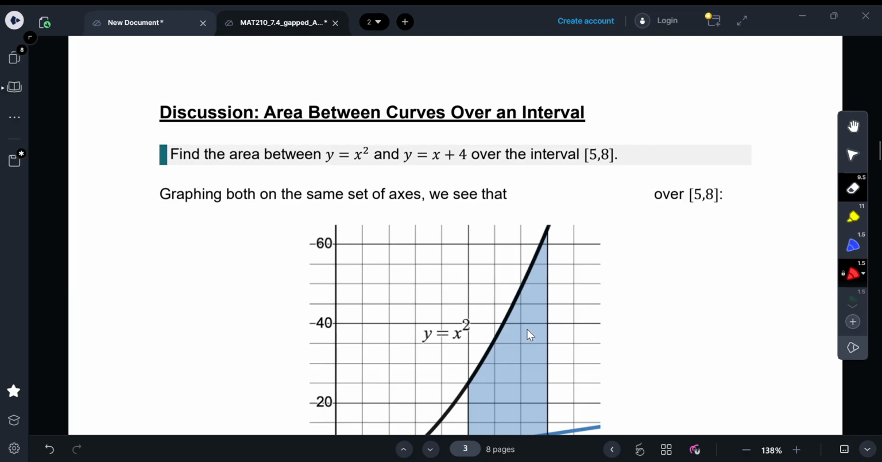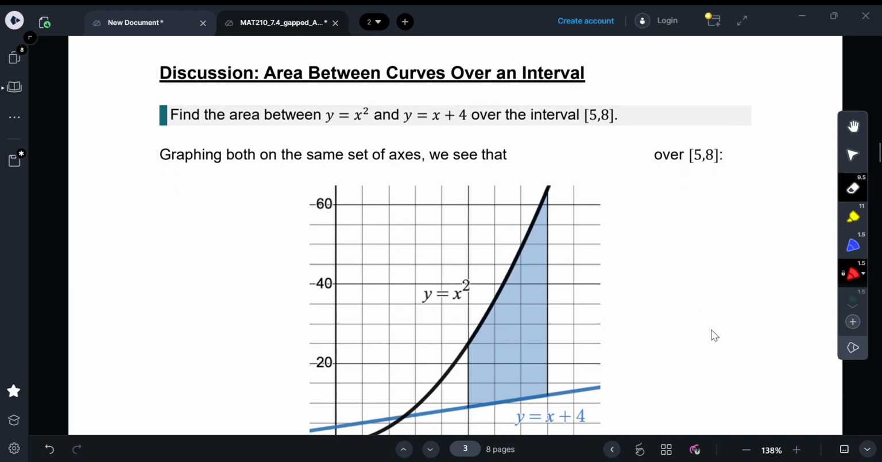Okay, graphing the functions. The first question is: find the area between the two functions y equals x squared and y equals x plus 4, and the interval in question, which will be the limits of your integral.